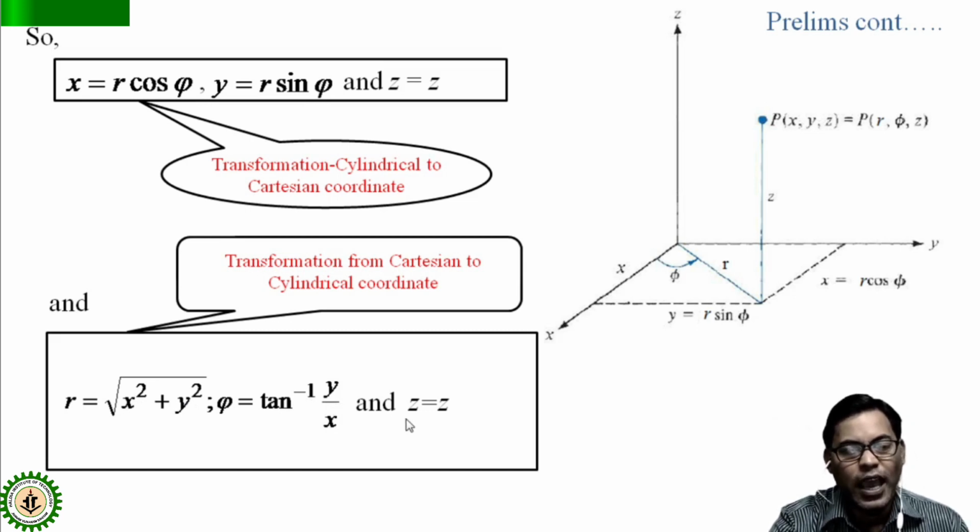So, z in the Cartesian and cylindrical coordinate systems will be the same. So, this is the first relationship. From that, if the problem is given in the cylindrical coordinate system, then we can transform it into the Cartesian coordinate system by this formula. And if the problem is given in the Cartesian coordinate system, then we can transform it into the cylindrical coordinate system by this formula.